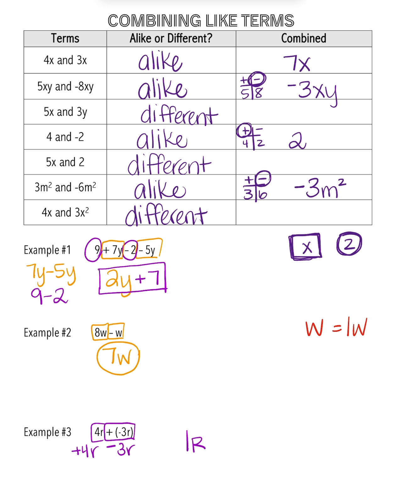And remember, if it's 1, we can write it with a 1, or we can write it as just the letter. And that is how we combine like terms.